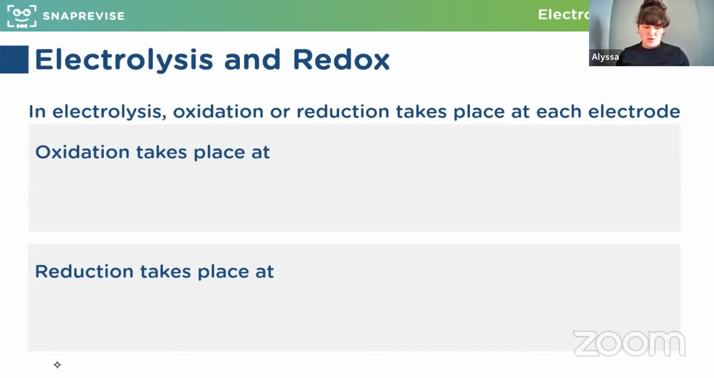Okay, so electrolysis and redox. This is looking at the redox we were chatting about earlier. In electrolysis, oxidation or reduction takes place at each electrode. Oxidation is loss, reduction is gain. Hopefully you guys know that one, OIL RIG. Oxidation is loss, reduction is gain, and this is of electrons.